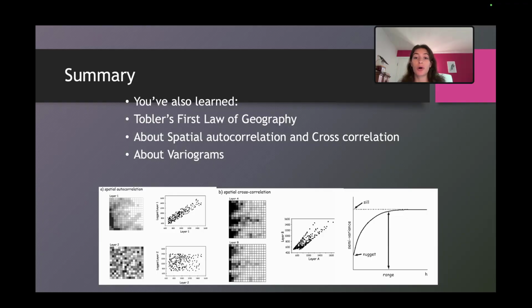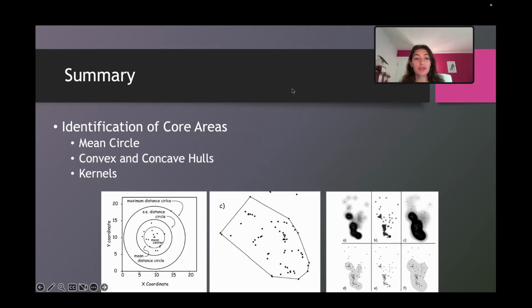You've learned about spatial autocorrelation and cross-correlation, and you've learned a little bit about variograms. Lastly, you learned about core areas and how we can measure core areas or identify them using mean circle approach, convex or concave hull approach, or the kernel approach. So with that, you have now finished lecture 7.